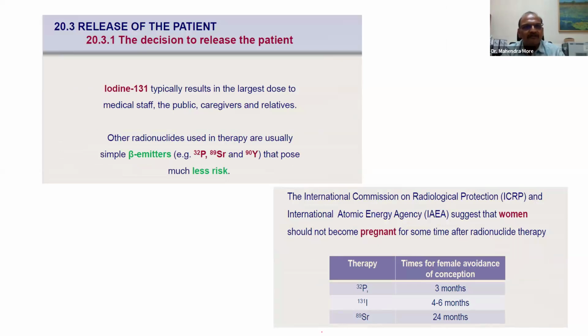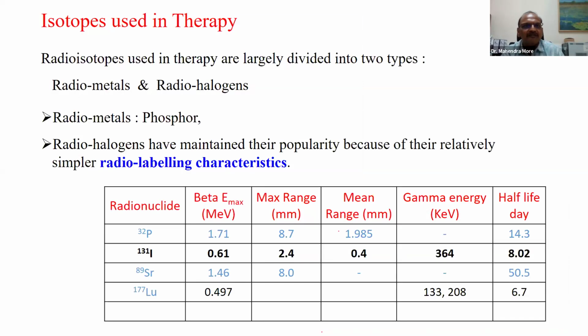So 131 iodine emits gamma photons of 361 keV, and there is a guideline on how much time should be allowed for pregnancy after administration of the activity. For P32 it is around 3 months. For iodine it is around 4 to 6 months. For strontium it is around 24 months. These are some of the slides I have taken from the IAEA.